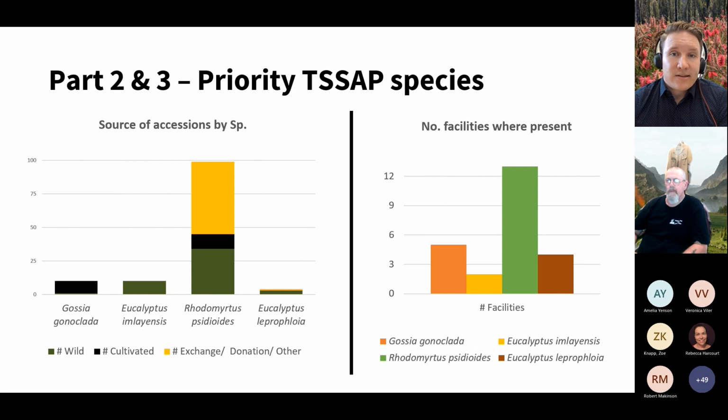On the left, you can see the accession source for each of the four priority species from the TSAP. And on the right, you can see how many facilities have material for these four species. And we can see here that Rhodomyrtus psidioides has the largest number of accessions, and it's present in the most facilities. And hopefully we'll have a bit more of a breakdown for other species as we finalise the results from the survey.